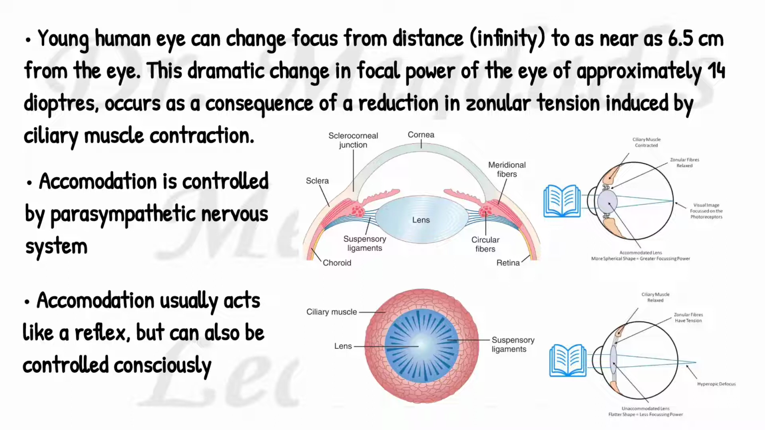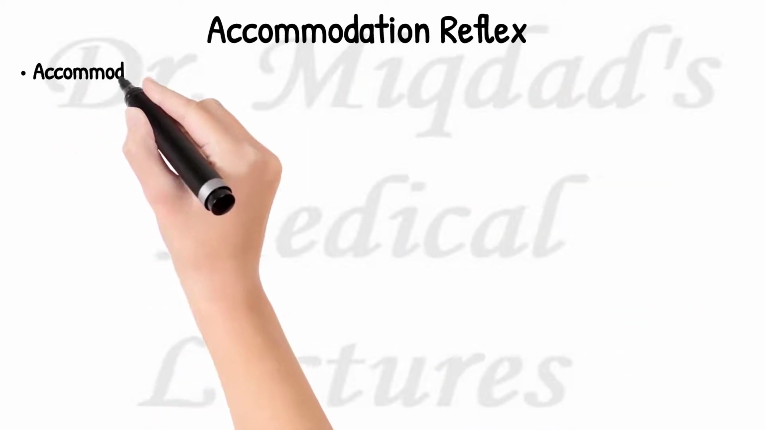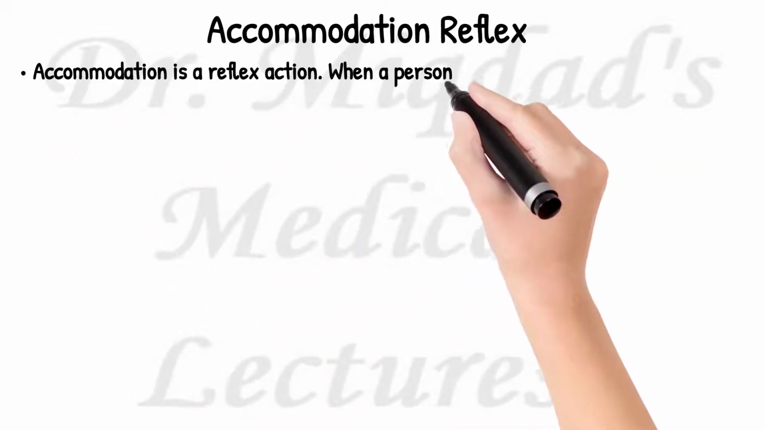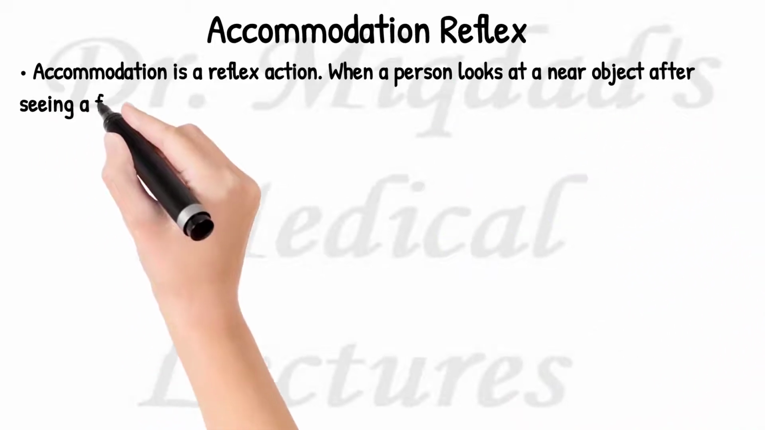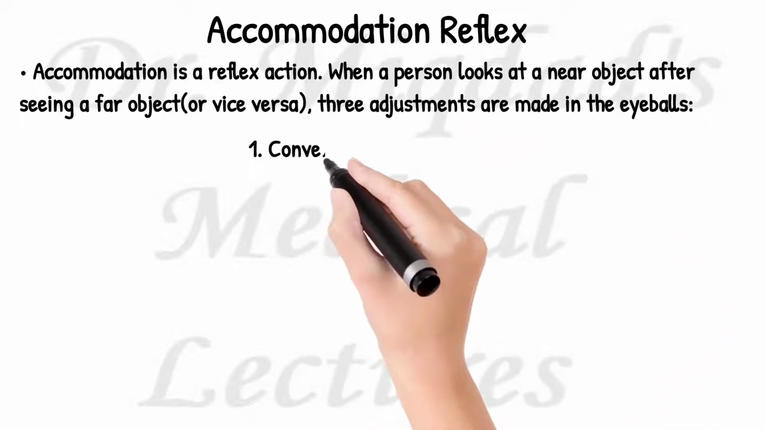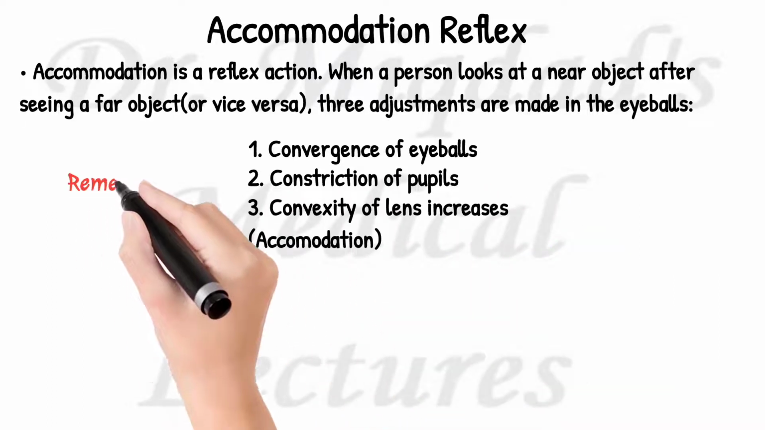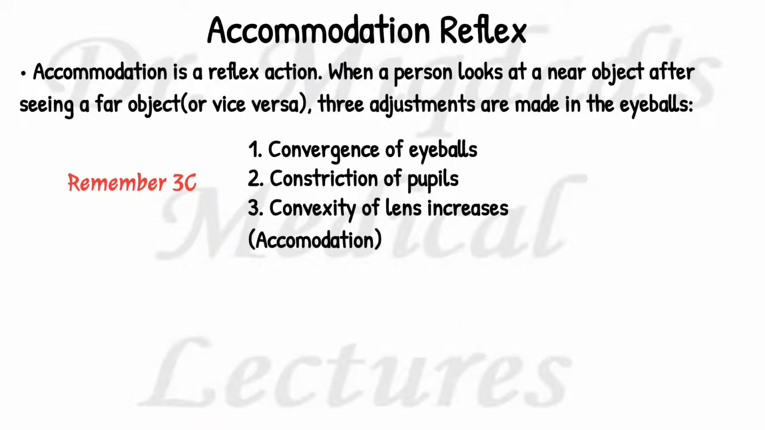Now let's discuss about accommodation reflex. When a person looks at near object after seeing a far object or vice versa, three adjustments are made in the eyeballs. They are convergence of eyeballs, constriction of pupils, and increase in convexity of lens. You can remember this with 3 C's. This last point, that is increase in convexity of the lens, we already discussed in accommodation. So accommodation reflex is indeed lens accommodation response together with convergence of eyeball and pupillary constriction.